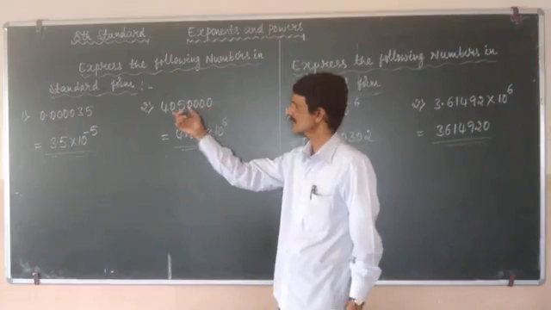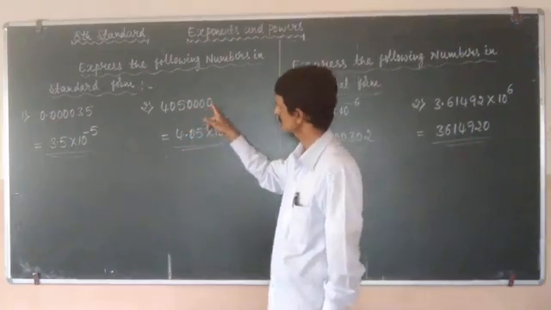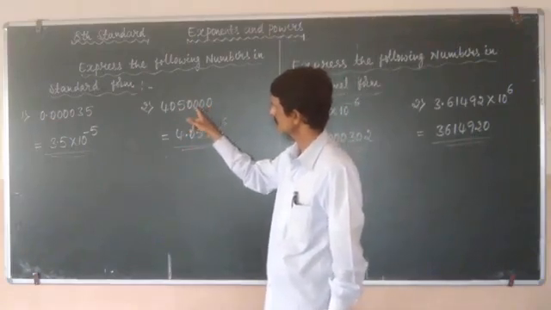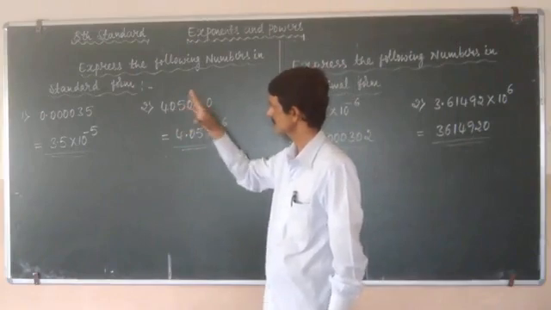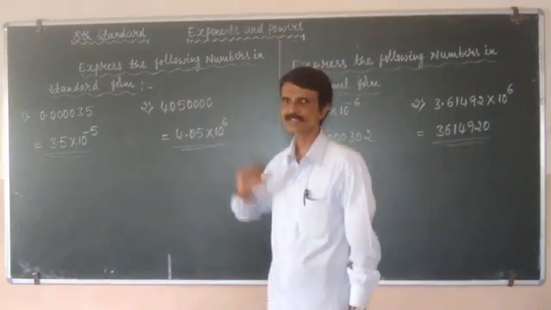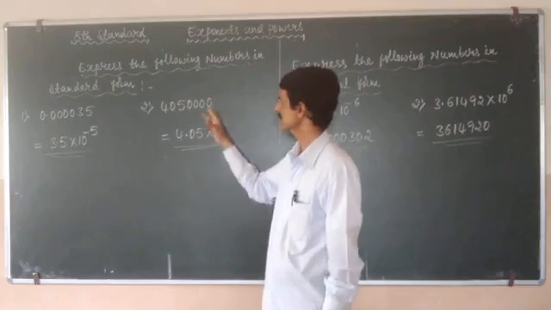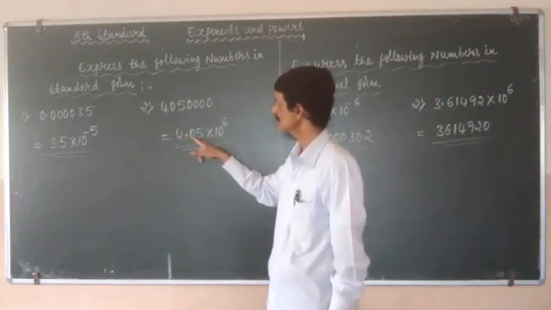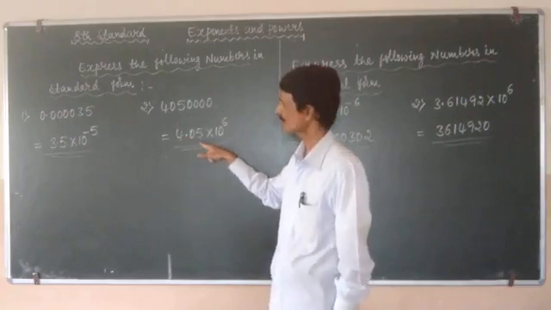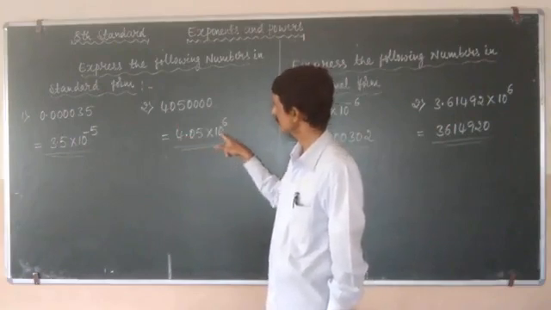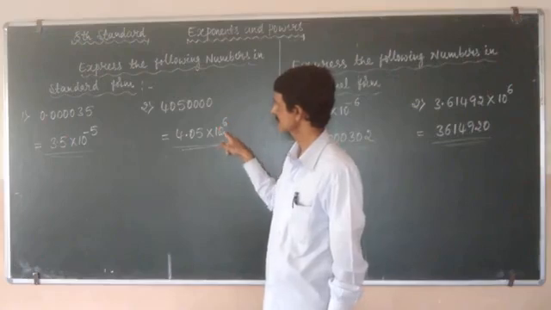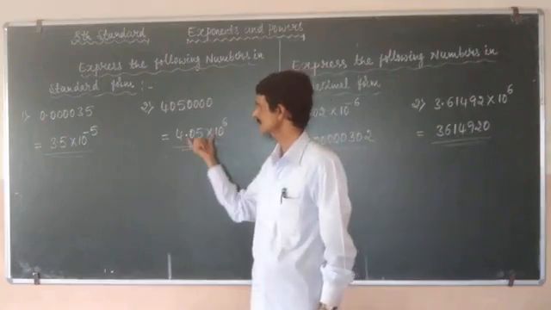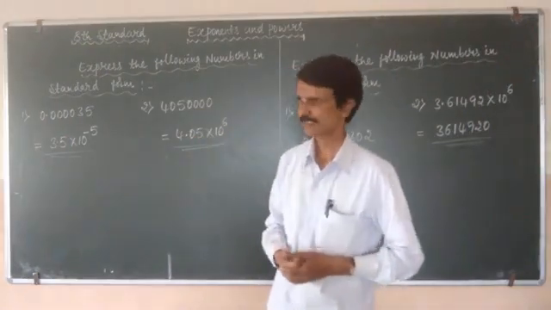Now observe this problem. 1, 2, 3, 4, 5, 6, 7. So 7 digits are there. Therefore this can be written as 4.05 into 10 to the power of 6. It is very easy to write and read.